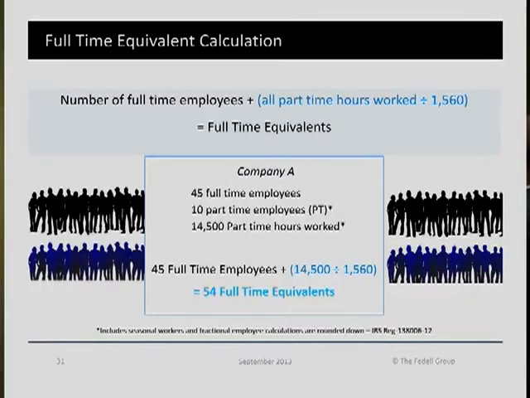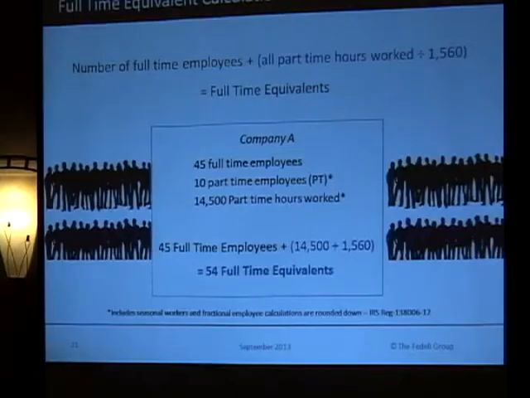Then we look at all our part-time employees, the ones that haven't reached the level of full-time. We add all of those hours up among all those part-time employees, and we divide that by 1,560, which is really the full-time equivalent for a calendar year. So in this example, we ended up with 10 part-time employees, because we have 14,500 part-time hours worked. I'm sorry, is that correct? Yes, divided by 1,560. Okay, my math is not sharp today.